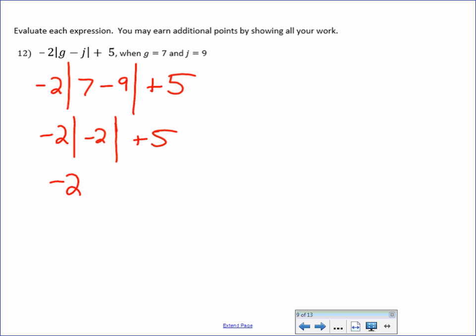And so the absolute value of negative 2 is 2. And so we'll get negative, then we have to follow our order of operations. We do multiplication before we do addition. And so we'll wind up with 1.